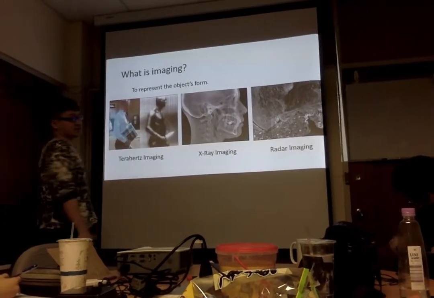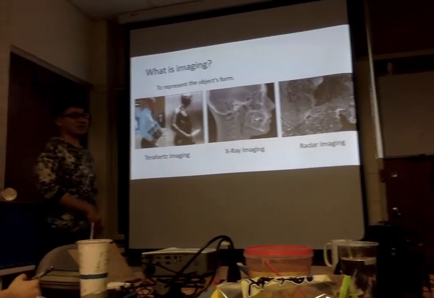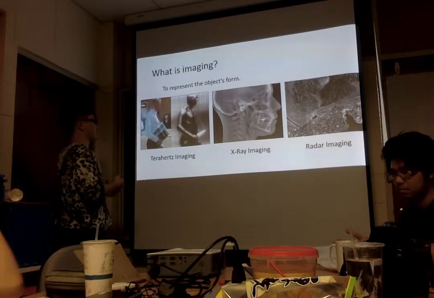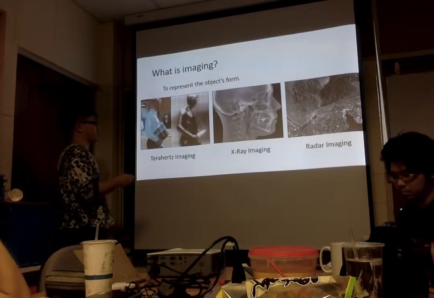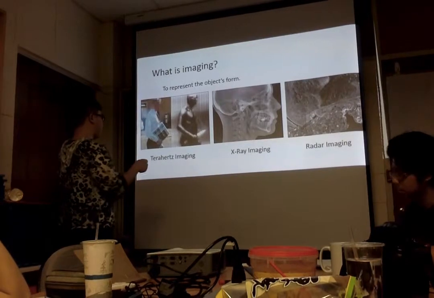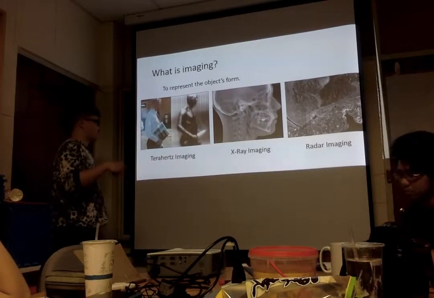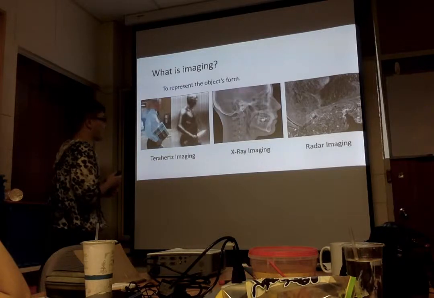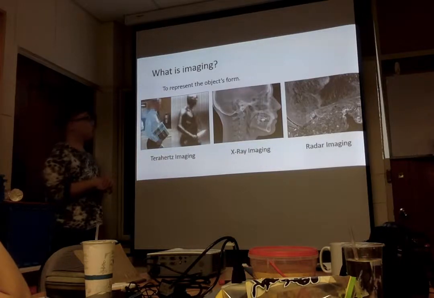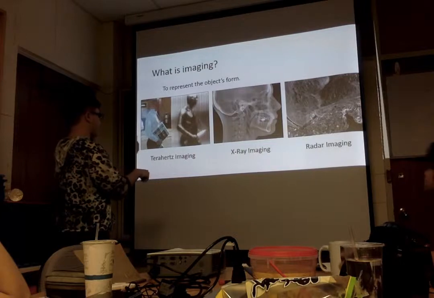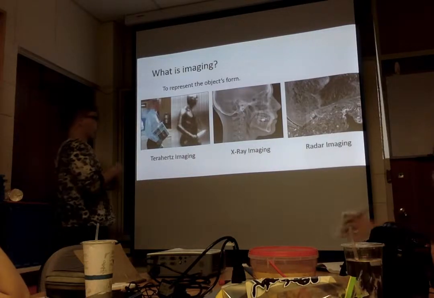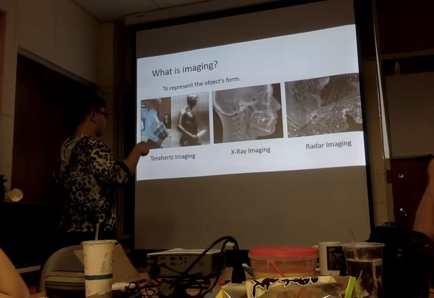So first, I would like to talk about what imaging is. In brief, imaging is to represent the object's form. Like the left picture, the man is holding a knife inside a newspaper, but we can see the knife under the newspaper. So we use imaging, this terahertz imaging, to see the knife. We can know that there is a knife.